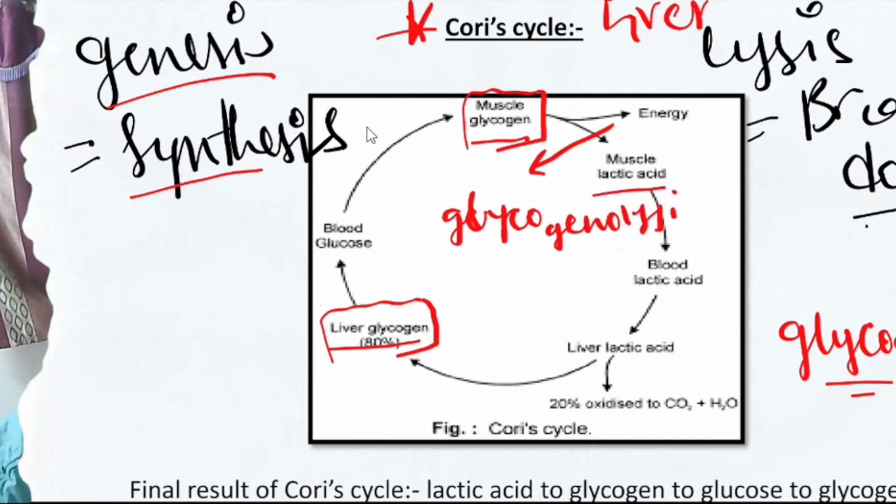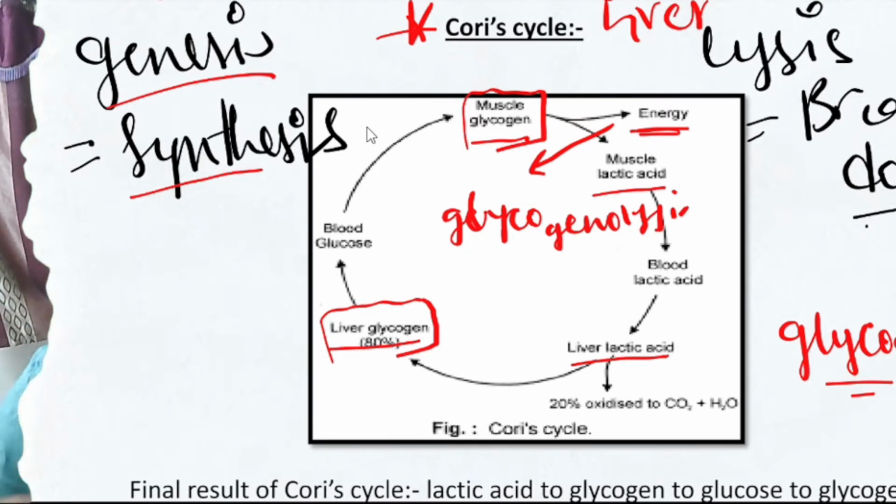Glycogenolysis. What happens in the first step? Glycogenolysis of glycogen to lactic acid in muscle. From here energy is released. Now the lactic acid enters the blood and reaches the liver. Here lactic acid is converted into glycogen.